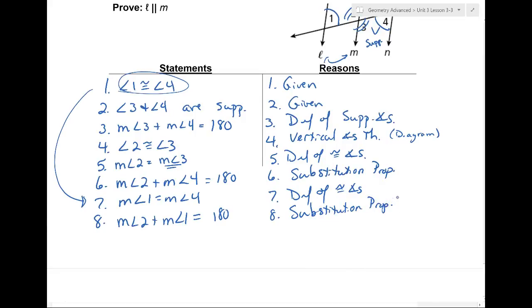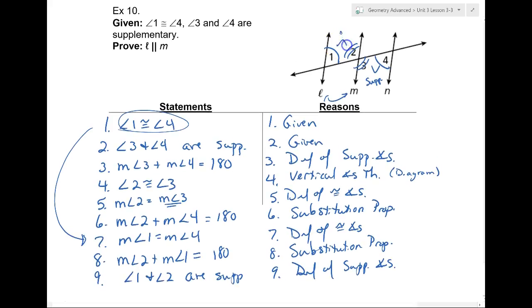Now guys, what do I know about angle 1 and angle 2? They're supplementary. Isn't that the definition of supplementary angles? Unless I've changed the rules on you, right? So that's the definition of supplementary angles. We just showed that they're supplementary. Oh wait, aren't those same side interior angles? So if same side interior angles are supplementary, what do I know about my lines? They're parallel. So we're there.